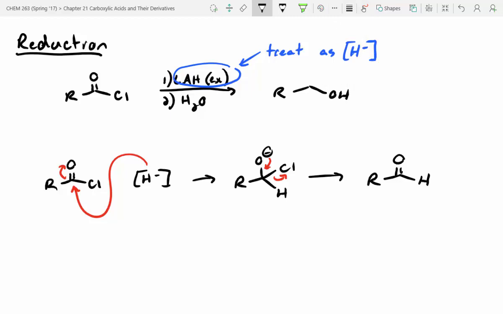Some people will say, well, why don't we stop at the aldehyde? Why do we go all the way to the alcohol? Because we have excess. Yeah, we've got excess LAH. That's one immediate problem. The other thing, too, is we know that aldehydes are really good electrophiles. So this is a good electrophile.